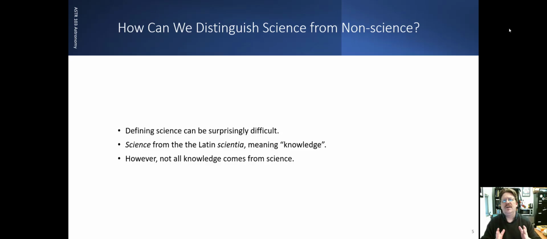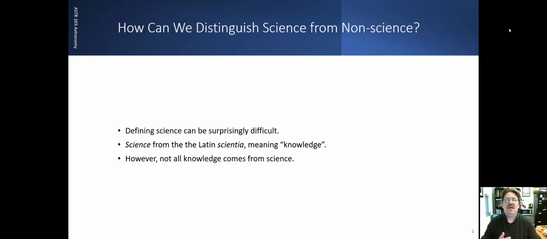If we simply look at the derivation of the word, and I'm going to mispronounce this, scientia, it's on the screen. It's Latin for knowledge. Now, that is exceedingly vague, because I would not be so arrogant as to say that astronomy is the end-all, be-all of knowledge. Certainly not science, all of science being the end-all, be-all of knowledge.